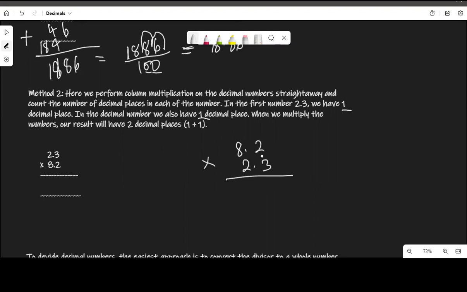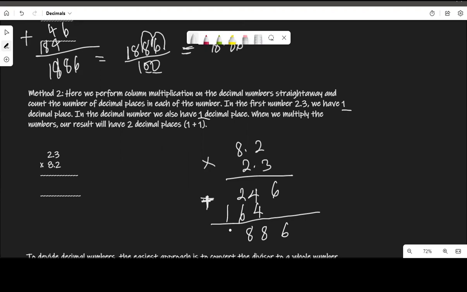3 times 2 is 6, 3 times 8 is 24, then 2 times 2 is 4, and 2 times 8 is 16. Then we add these products together. Mind my handwriting, we bring 6 down, 6 plus 0 is 6. Then 4 plus 4 is 8. 2 plus 6 is 8.